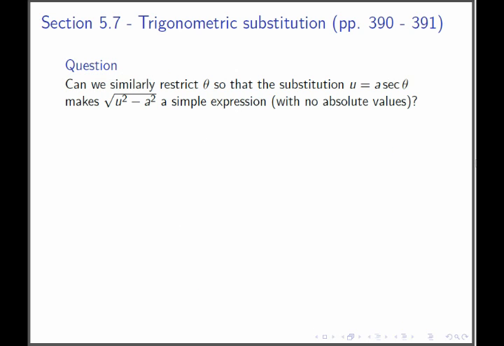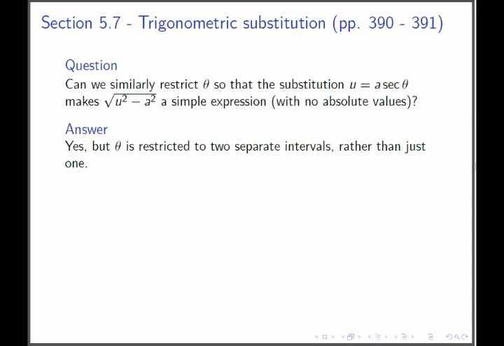Alright, let's ask ourselves one more time. Can we similarly restrict theta so that the substitution u equals a secant theta makes this square root expression a simple expression with no absolute values? The answer is yes, but unfortunately theta is restricted to two separate intervals this time, rather than just the one.